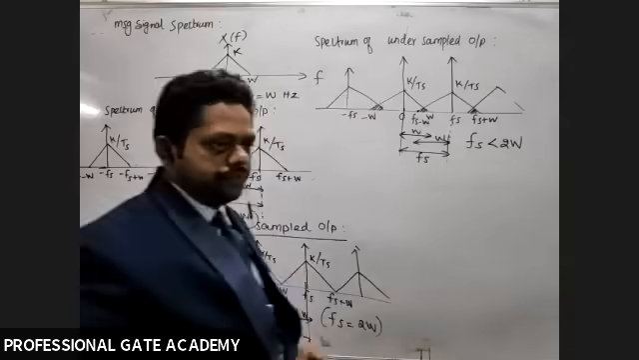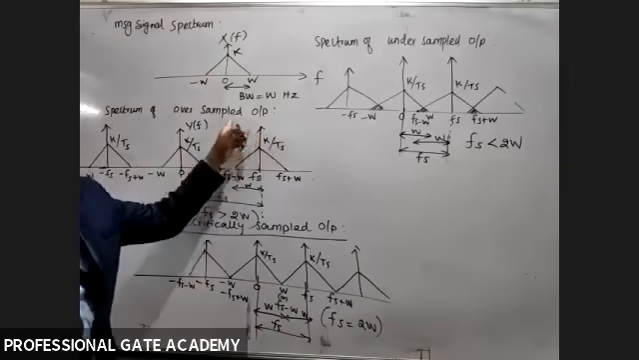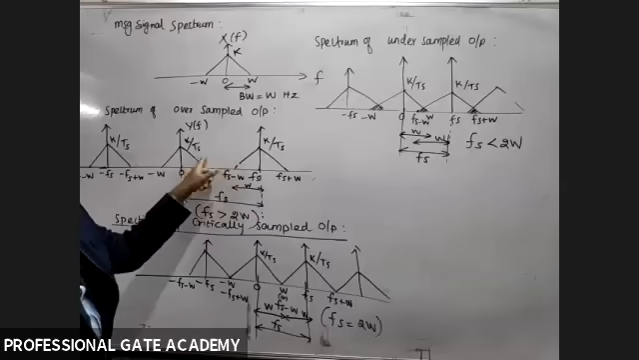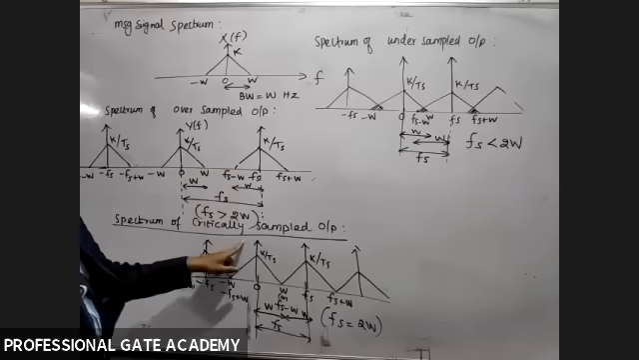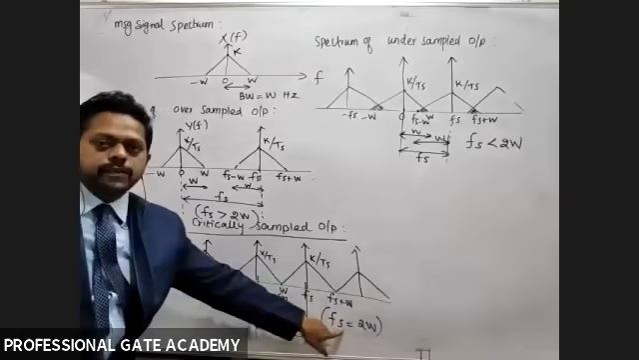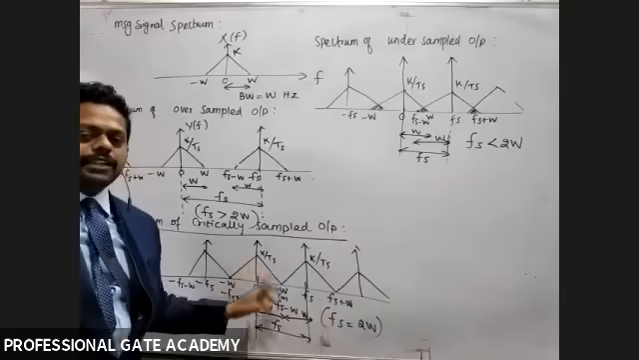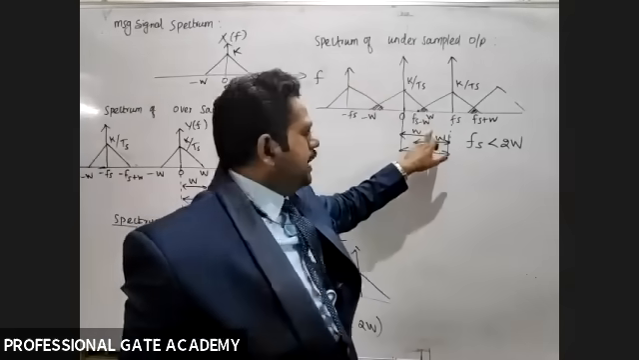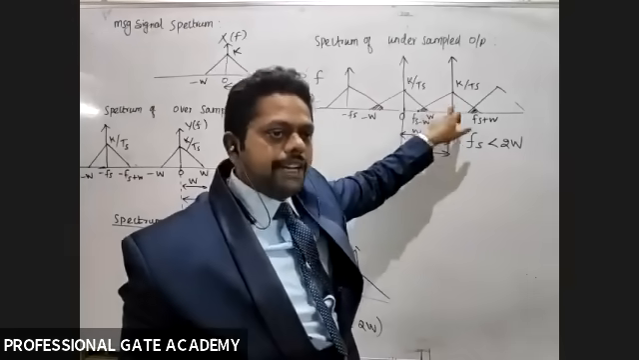So in oversampling, Fs greater than 2W, so there is a wide band gap between adjacent spectral components. In critical sampling, Fs equal to 2W, so there is no band gap between adjacent spectral components. In undersampling, Fs less than 2W, so adjacent spectral components are overlapping each other.